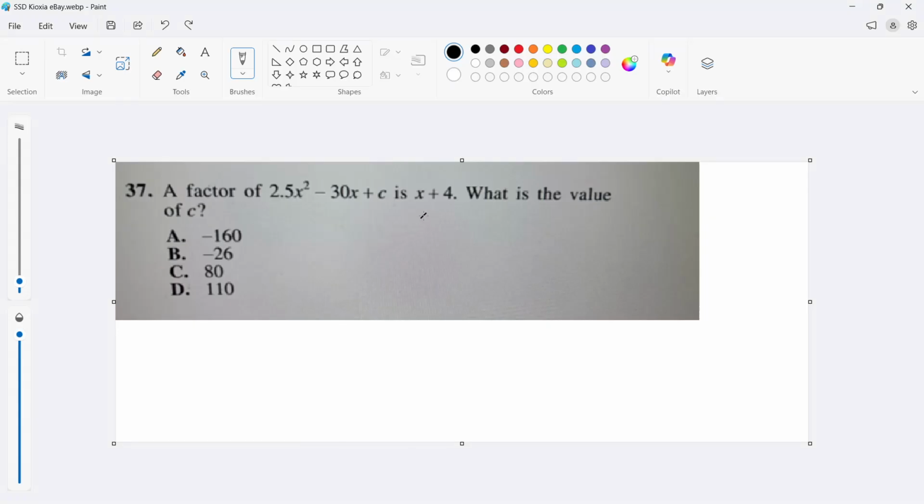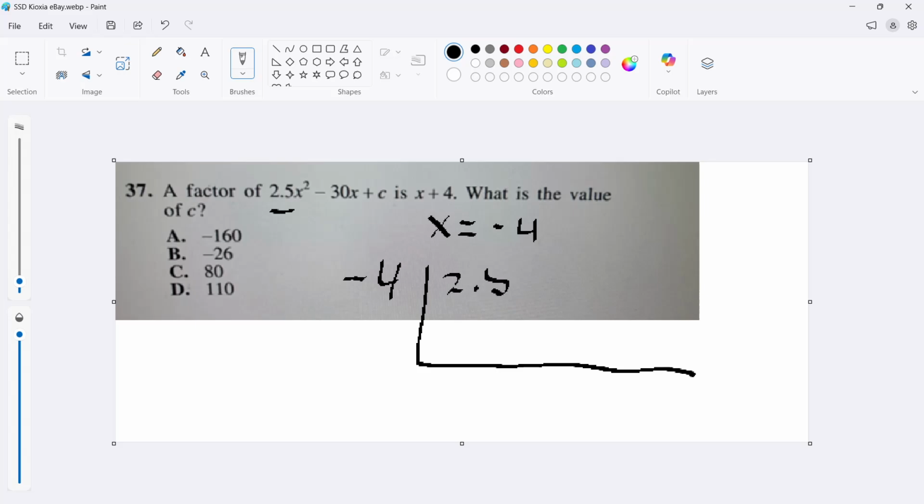However, if you're working the paper test, or even if you're doing the digital, I would work this by hand. You go x plus 4 equals 0, x equals minus 4. I'm going to do synthetic division, minus 4. I'll write the coefficients of the powers of x, 2.5, negative 30. And then I'll try all these different answers for c. I can have negative 160, negative 26, 80, or 110.